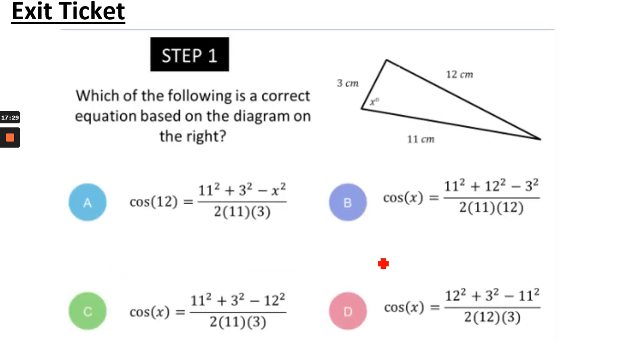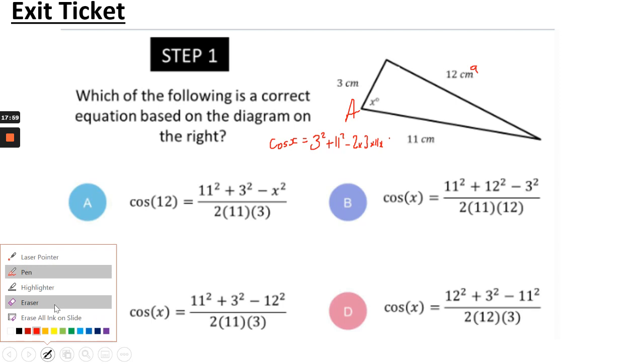Okay, the next one. Which of the following is a correct equation based on the diagram on the right? Okay, so we've got an angle. So we need cos x, and it's going to be, so that's A and that's A. We then need B squared plus C squared. And remember, it doesn't matter which order. So 3 squared add 11 squared minus 2 times B times C times, sorry, I've got the order wrong.